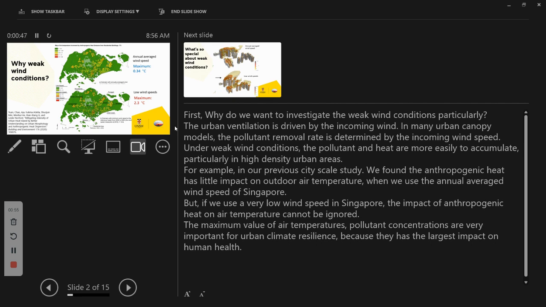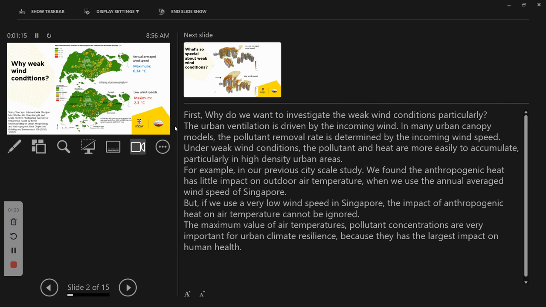First, why do we want to investigate the weak wind condition particularly? The urban ventilation is driven by the incoming wind. In many urban canopy models, the pollutant removal rate is determined by the incoming wind speed. Under weak wind conditions, the pollutant and heat are more easily to accumulate, particularly in high-density urban areas.